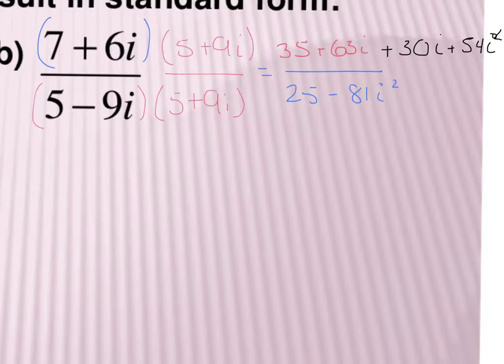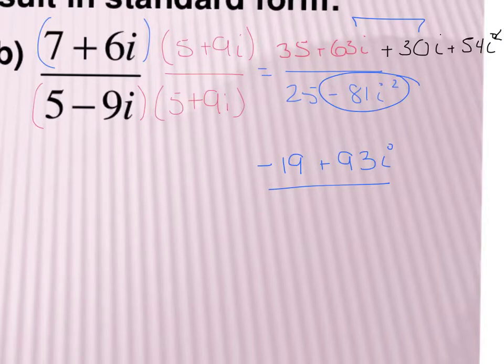Alright, now we're going to simplify the top. 54i squared is really negative 54, good. And 35 plus negative 54 is negative 19. And then here I have 63i plus 30i is 93i. And let's simplify the bottom. This is really what? 81, and it's positive because of the i squared. So the negative becomes positive. 25 plus 81 is 106. This is simplified. I can't reduce anything, so it stays.